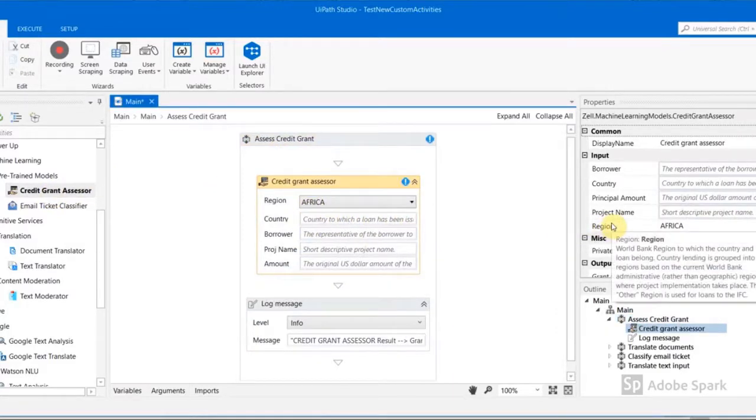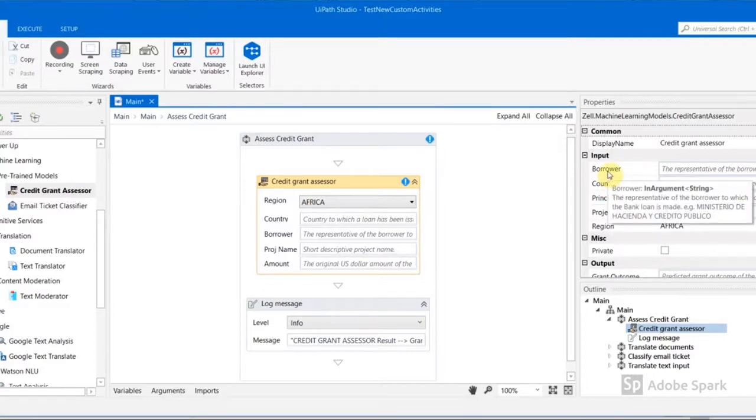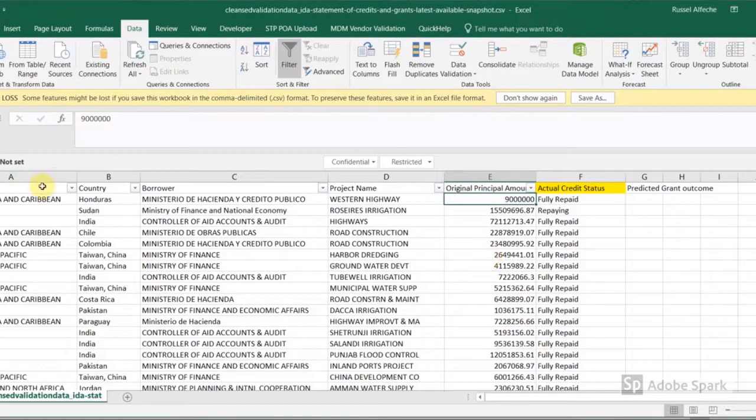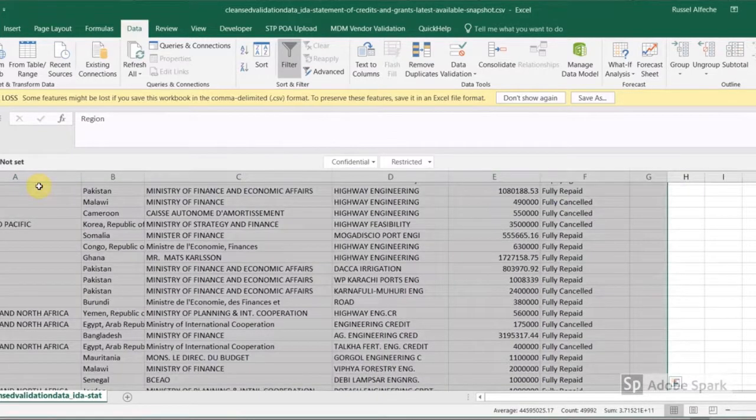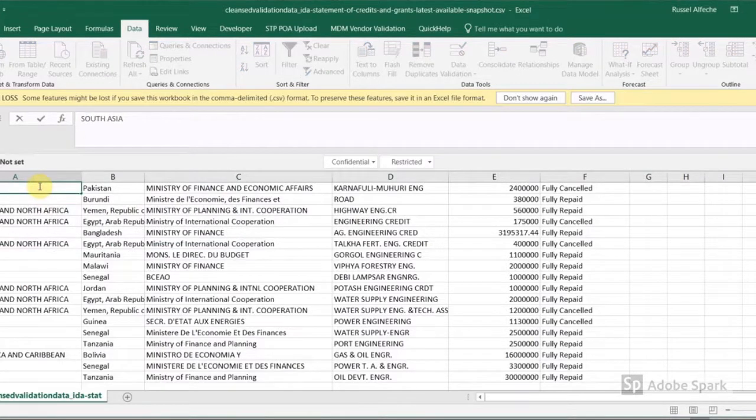First are the parameters: the World Bank region to which the country and loan belong, a short descriptive project name, the original US dollar amount of the loan that is committed and approved, the country to which a loan has been issued, and the representative of the borrower to which the bank loan is made. Here's a snapshot of the validation data taken from the public IDA statements of credits and grants data by World Bank, sourced from the Kaggle dataset repo.